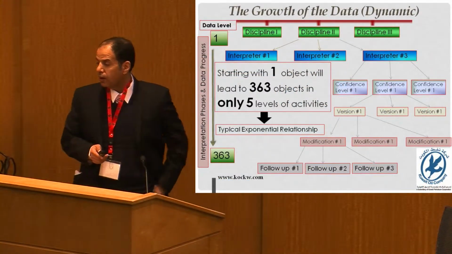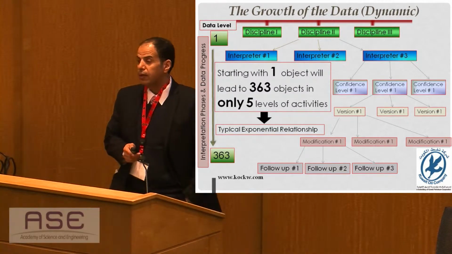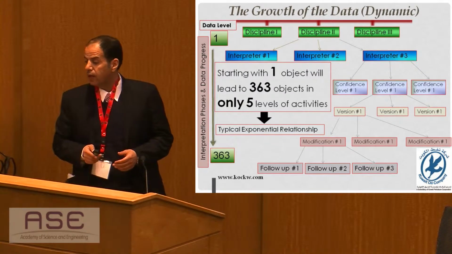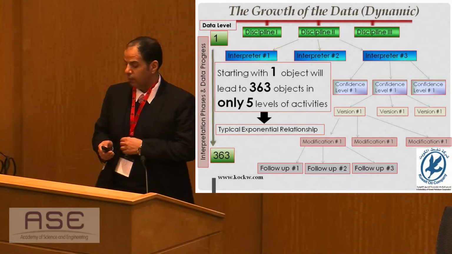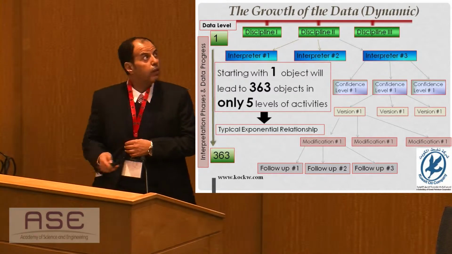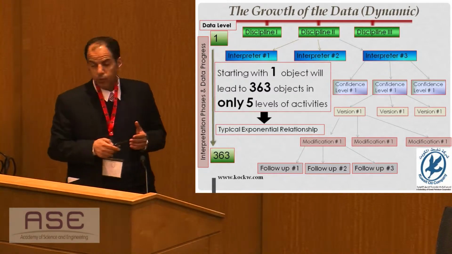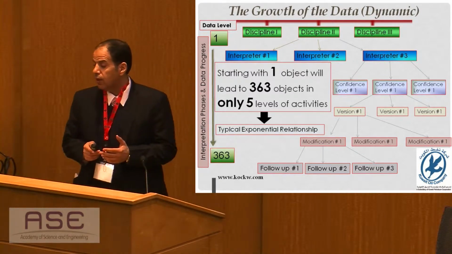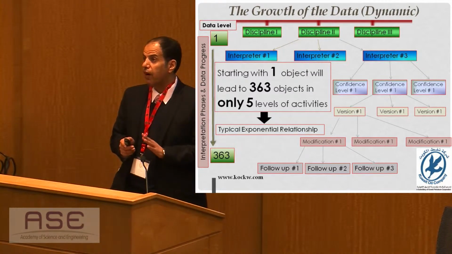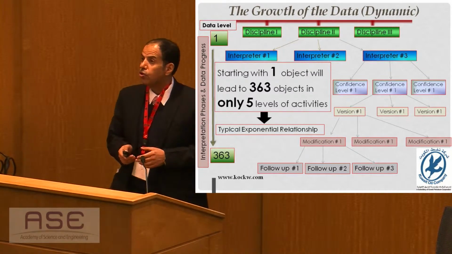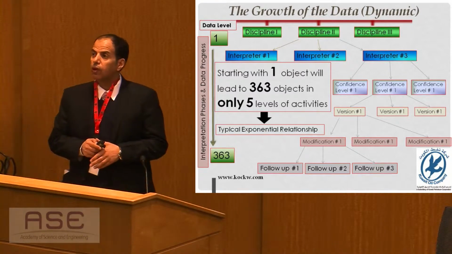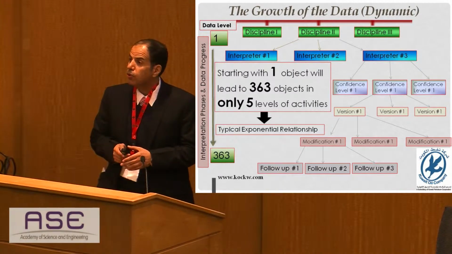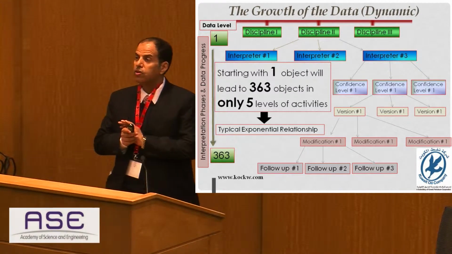What I'm going to show you now is how the data grows in a dynamic way. Just imagine if you go with one layer of data, how far this is going to take you. If you start with one objective, that would lead you to 363 objectives in only 5 levels of activities. If you go beyond that, you will get even thousands of activities and levels. So the growth of data is really tremendous.